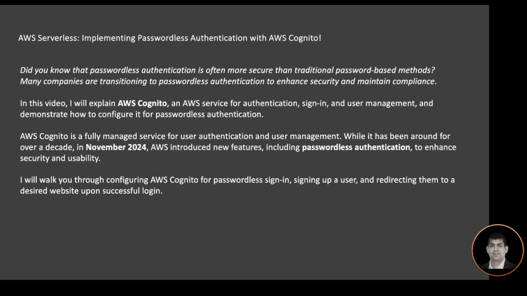AWS Cognito is a fully managed service for user authentication and user management. While it has been around for over a decade, in November 2024, AWS introduced new features, including passwordless authentication to enhance security and usability. I will walk you through configuring AWS Cognito for passwordless sign-in, signing up a user, and redirecting them to a desired website upon successful login.